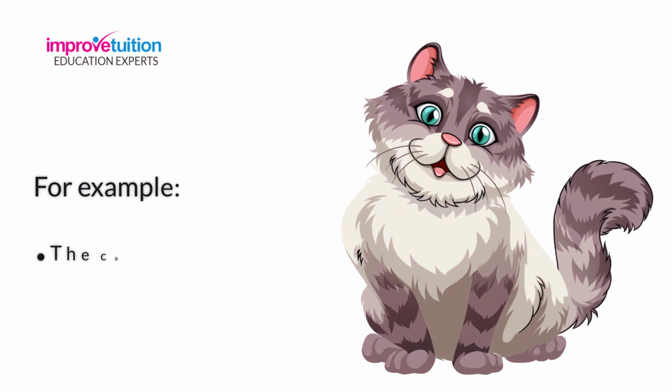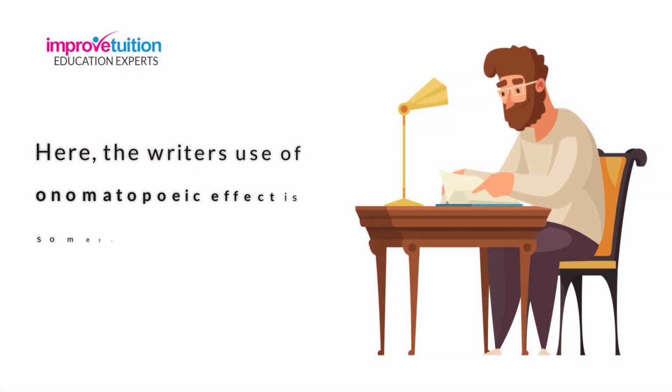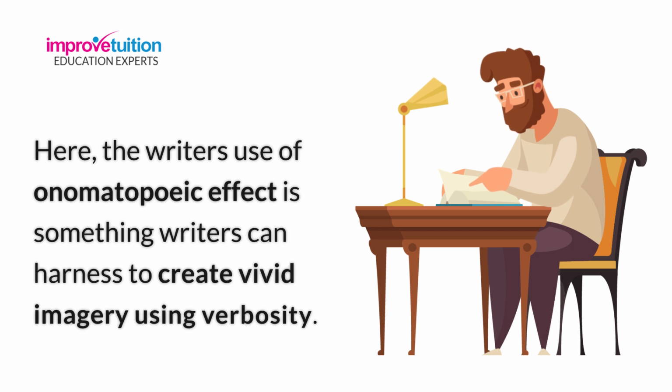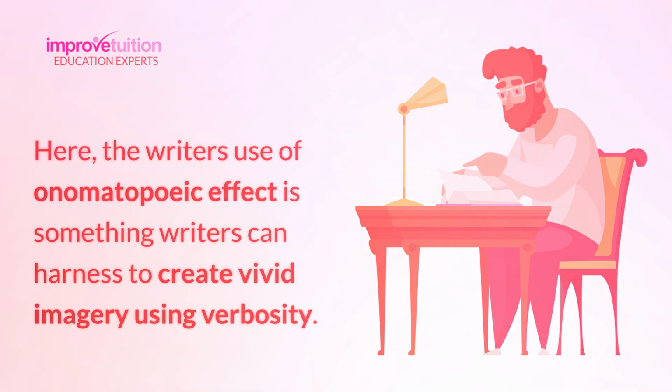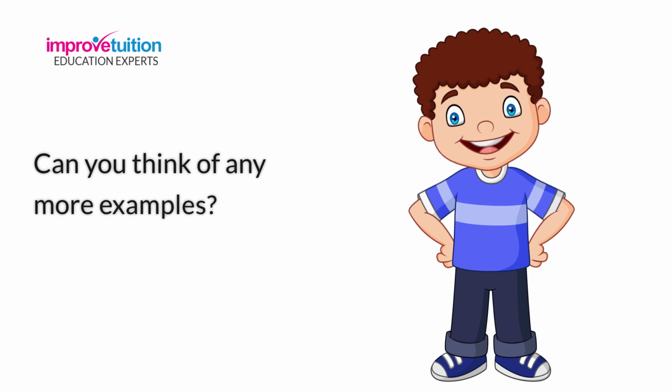For example, the cat mewed. Here the writer uses onomatopoeic effect. Here the writer is creating a vivid image. The writer is creating a vivid image with verbosity. Less words are used. Can you think of any more examples?